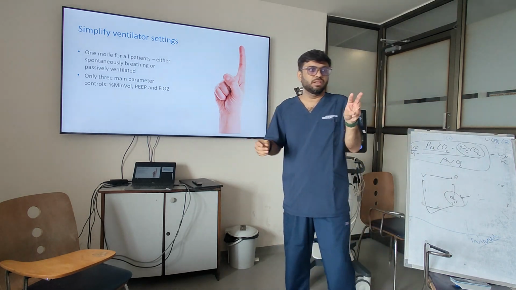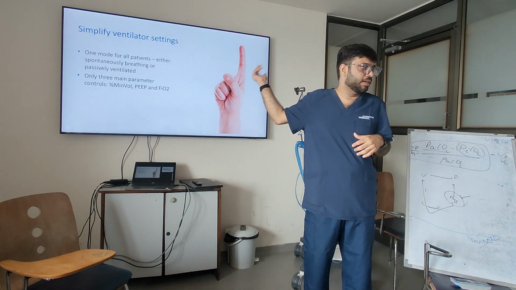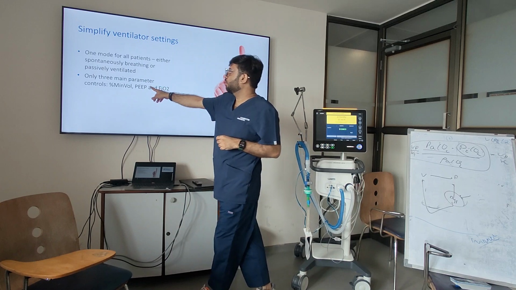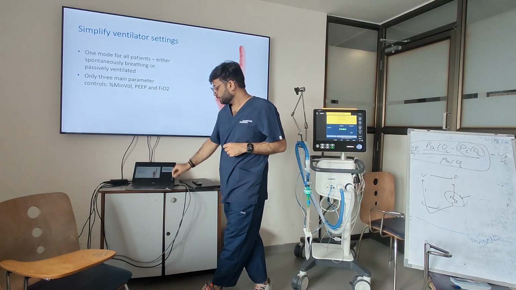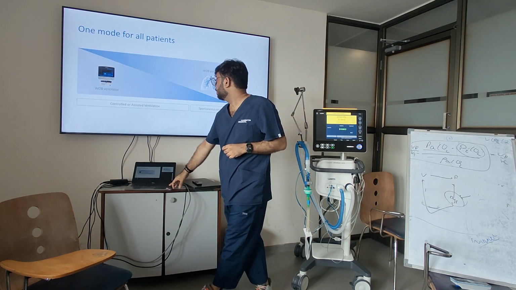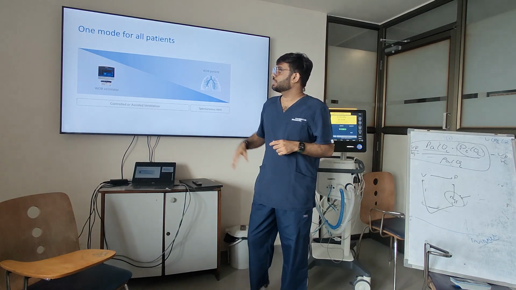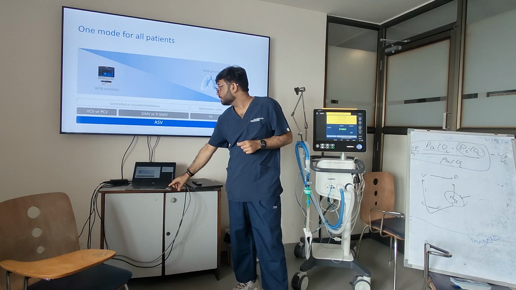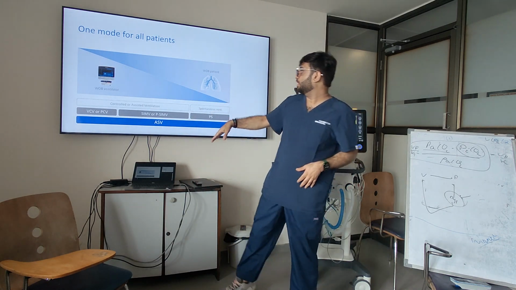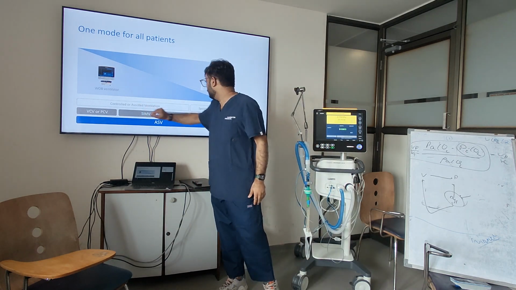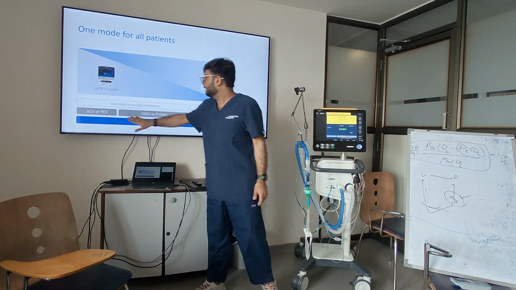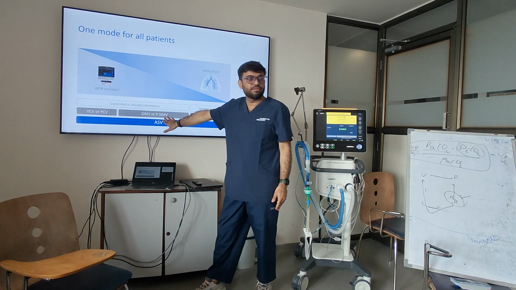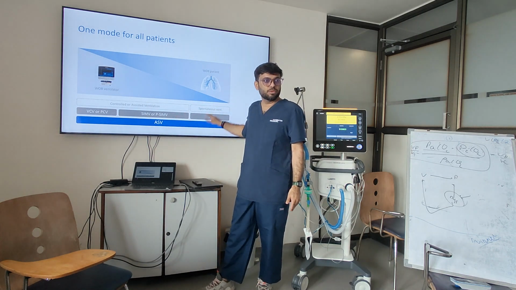So ideally we have only 3 main parameters. I'll also show on the vent trainer later. One is percentage minute volume, PEEP and FiO2. Now, as I said, it is one mode from intubation to extubation. If I have to see this in other modes, if I have a patient who's passive or active, I either start with volume control or PCV, then I switch to SIMV, and then I go to pressure support and then I extubate.